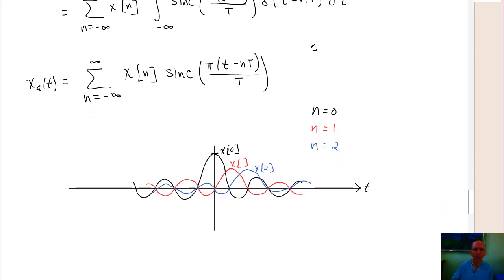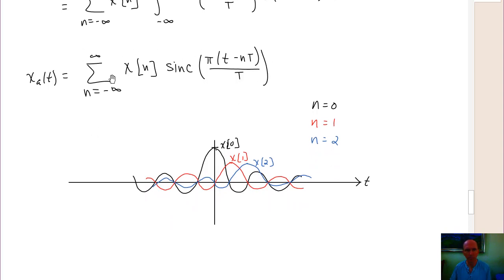Let's look at them individually. For example, n goes from minus infinity to infinity. Let's take them one at a time. For example, if n is equal to 0, what would we have? We'd have x of 0, sinc of pi t over capital T.